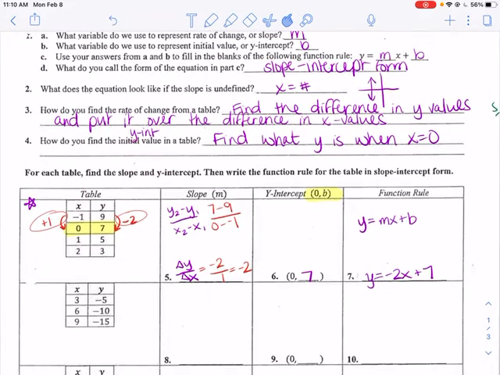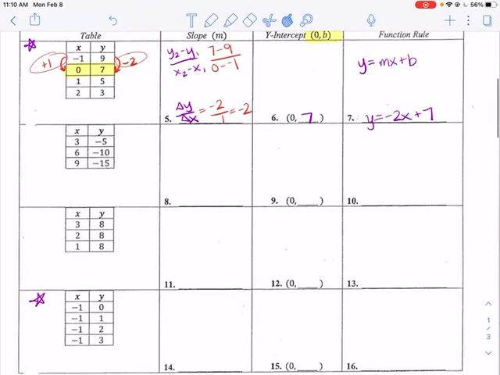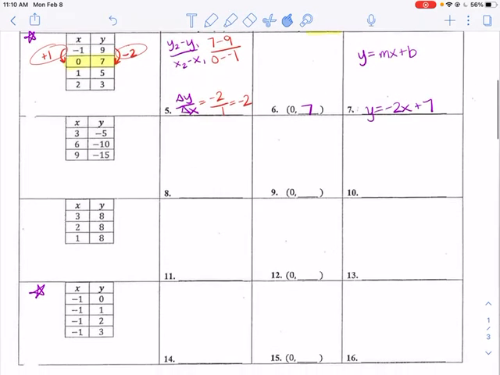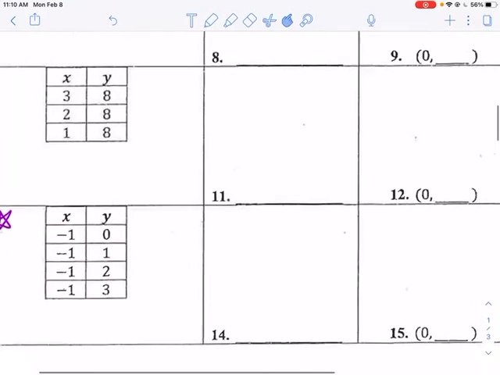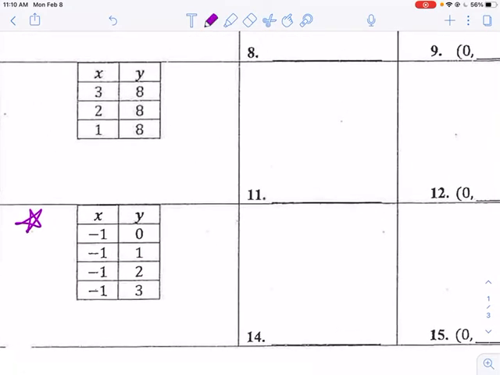Now, it can get a little tricky when you don't have b, or when, like this one, your table looks kind of weird. So we're going to go ahead and try to find our slope on this one. I'm going to do my change in y over change in x. So change in y is +1, and then my change in x, it doesn't move at all, so it's just going to be 0. So we're going to put 1 over 0.